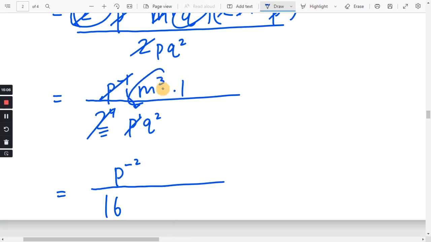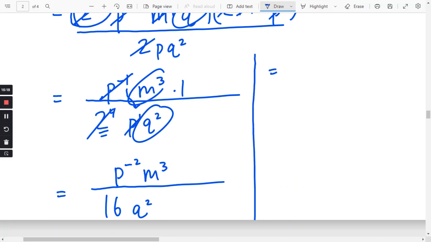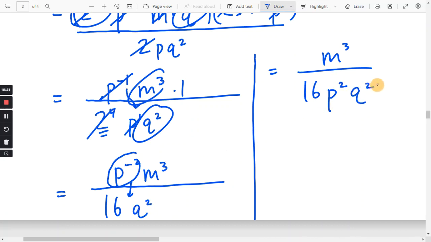There's no other m, so we'll keep m to the third. And there's no other q, so we'll keep q squared. Okay, finally, p to the negative 2, we're going to take that and move it to the denominator. All right, so we still have m to the third, and we still have 16. p to the negative 2 becomes p squared, positive 2. And q squared is still there. Final answer.